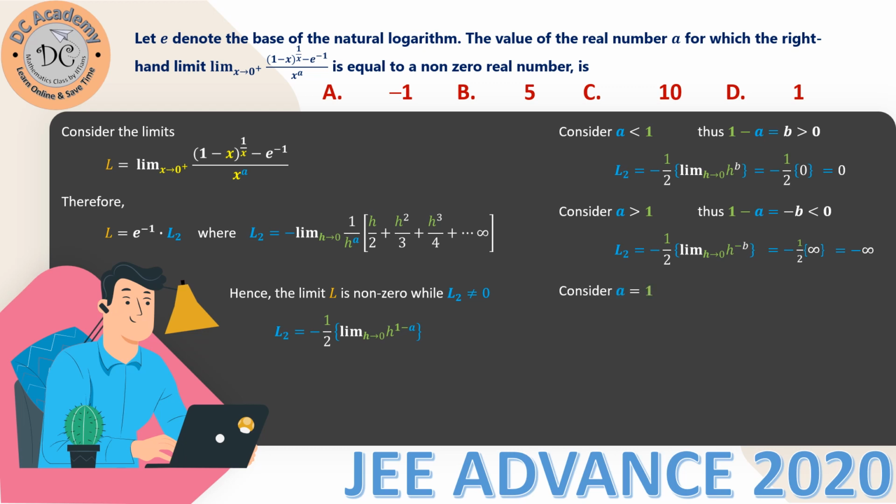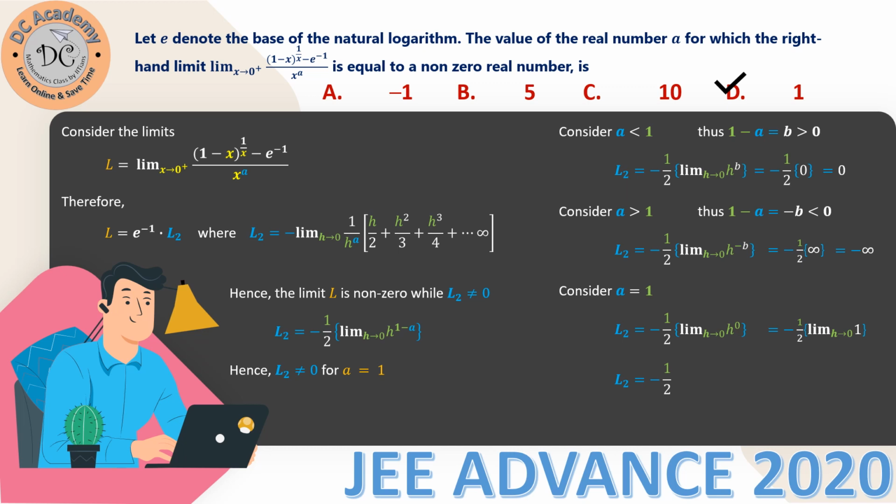Now let's take a equal to 1. If a equals 1, what will be the limit L2? It will be h to the power 0. So we can understand that the given limit L attains its non-zero value when a is equal to 1. So for this particular problem, the correct answer is option D, which is 1. Only for a equal to 1 will the given limit attain its non-zero value. For any other value, it attains a zero value.